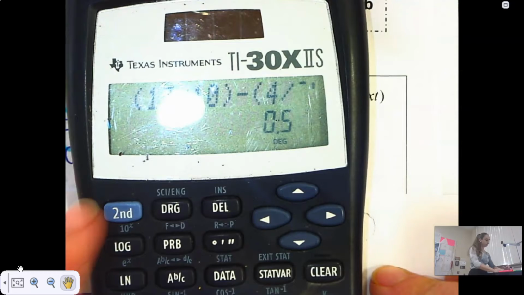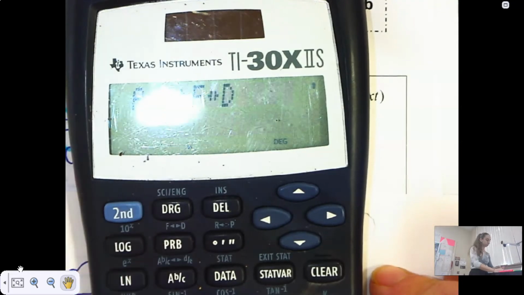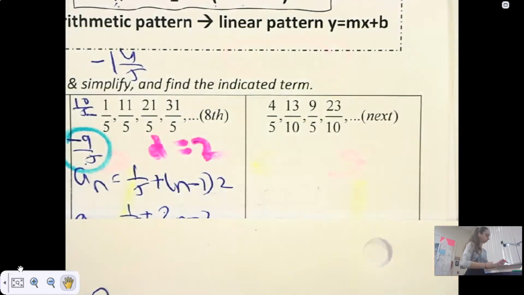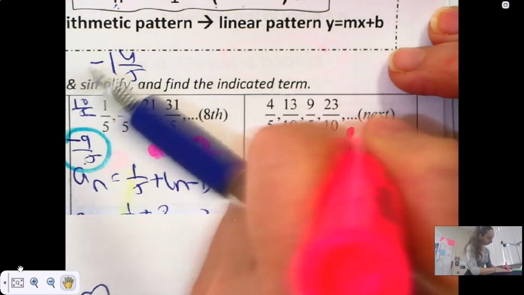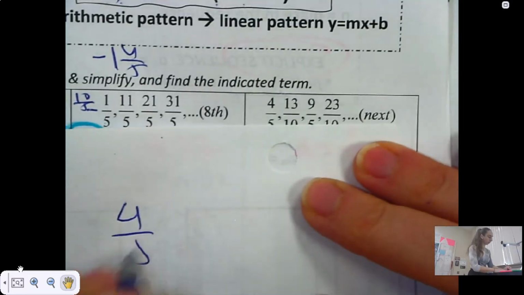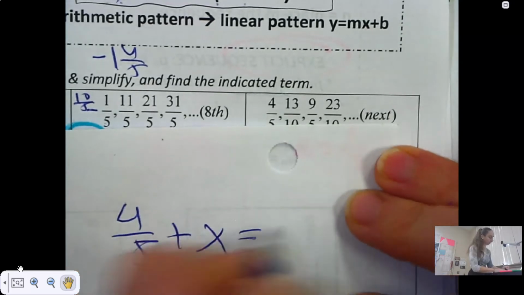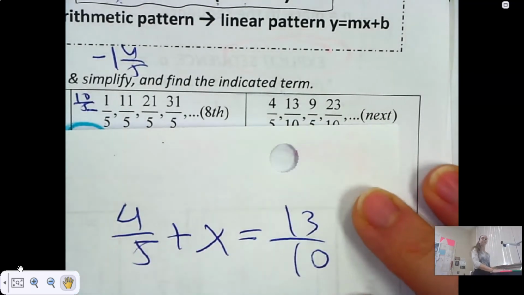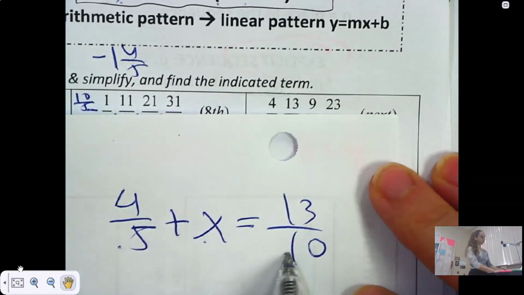And I get 0.5. Second PRB turns into fraction. I mean, I know it's 1/2, but I just want to show you. Oh, so the pattern is 1/2. And some of you go, wait a minute, I don't want to use a calculator. I want to use algebra to get the answer. Okay. 4/5 plus what number gives you 13/10?